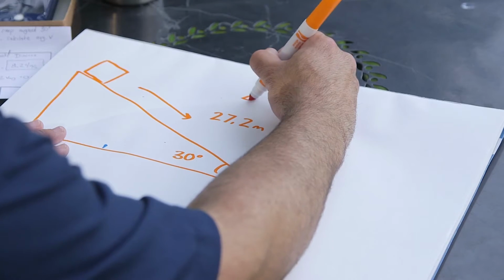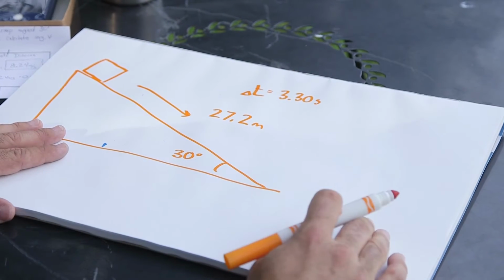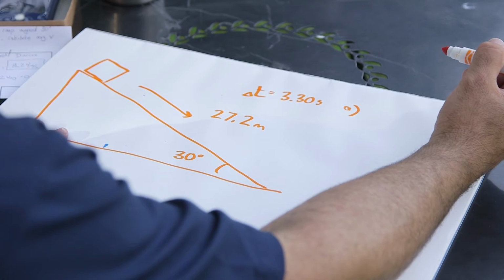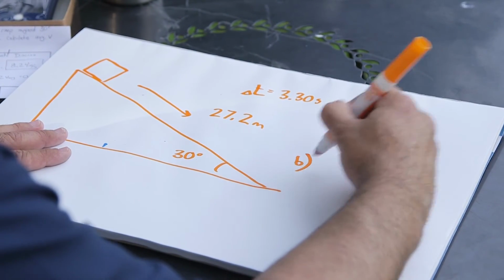Whenever you do a physics problem, you always have to list your givens. So there we did, we listed it. Slides down a frictionless ramp, and it tells us that the amount of time that passes is 3.3 seconds. Now, with this information, we can calculate two things. One, the first thing we're supposed to find is the average velocity, and the other thing we're supposed to find is the final velocity.